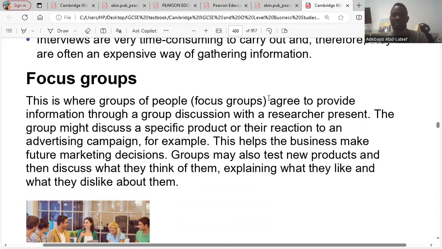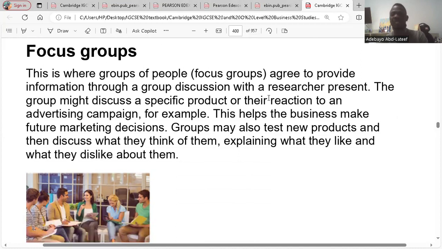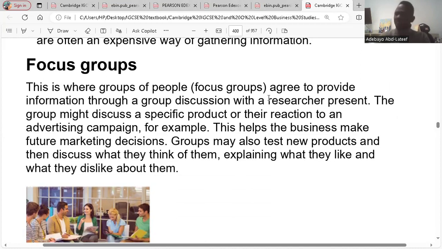Groups may also test new products and then discuss what they think of them, explaining what they like and what they dislike about them. So focus group. Businesses might use focus group to test markets because it involves at least some numbers of people. Yes. So their opinion might be generalized. You get it? Yes.